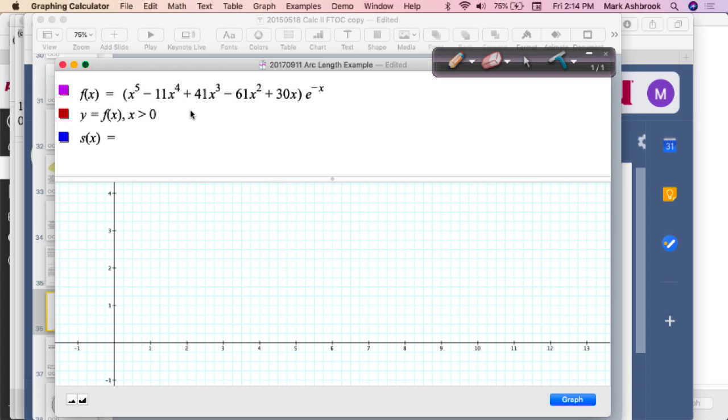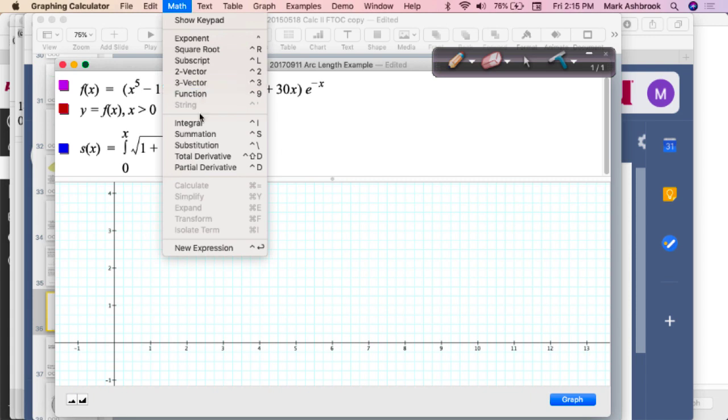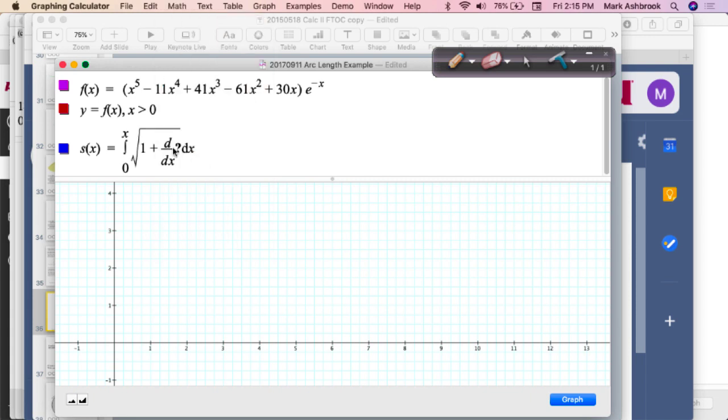Okay, so the integral from 0 to x of the square root of 1 plus the derivative of t to the 5th... Yeah, so this is a really ugly product rule. So this is the beauty of GC. What can I do? d/dx. I can just use total derivative and have it do it for me. Yeah, so then here's the beauty of function notation.